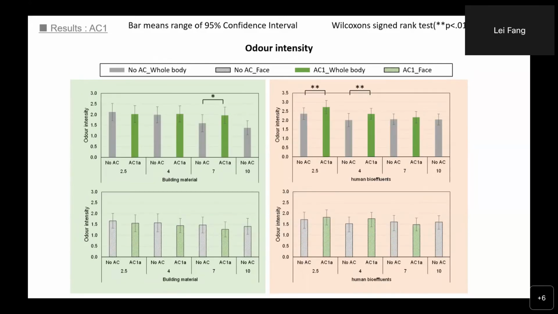And this is the result of the odor intensity assessment. The same, there's not much significant difference, but we could see that at 7 liters per second per person of ventilation rate, the reason that acceptability of the air decreases is actually due to a higher odor intensity when we run the air cleaner. So that probably explains why the air was assessed as less acceptable.